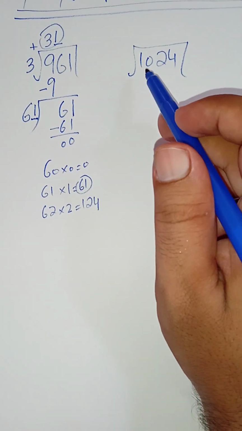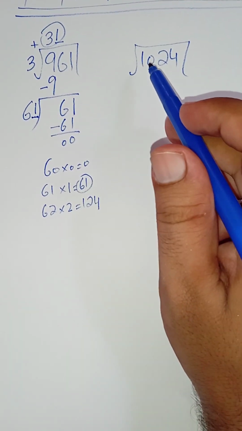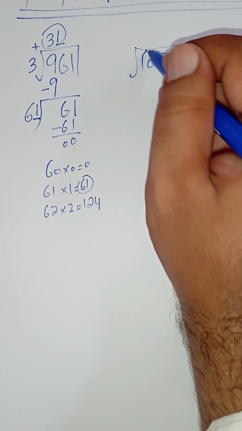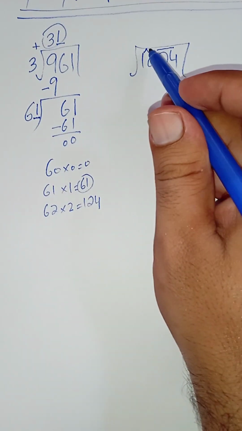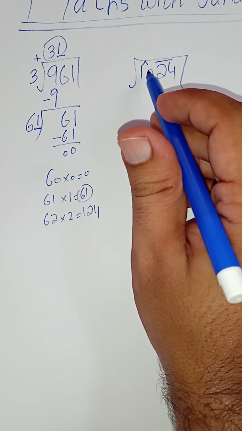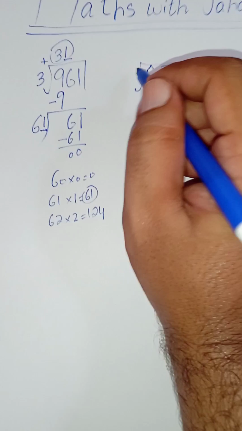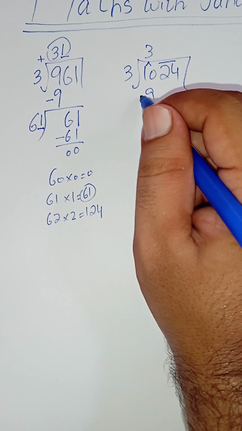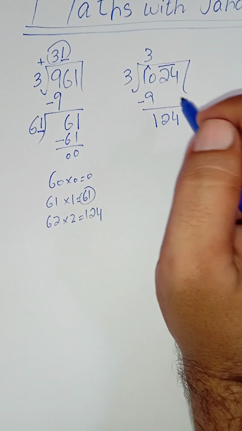Now come to 1024. You can see here the number of digits is even: 1, 2, 3, 4. So now we will select these two, 10, and leave these two. For your convenience, you can put a power and a bar. Now you can see the number in terms of a square near to 10 is 9. What we will do? 3 times 3 is 9. When you subtract 10 minus 9, it will become 1, and 2 and 4 would follow.